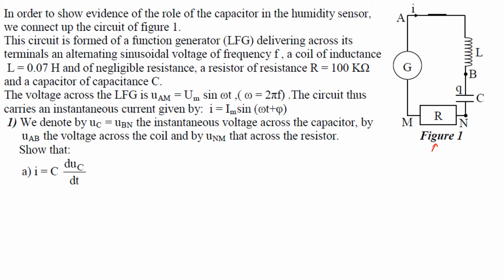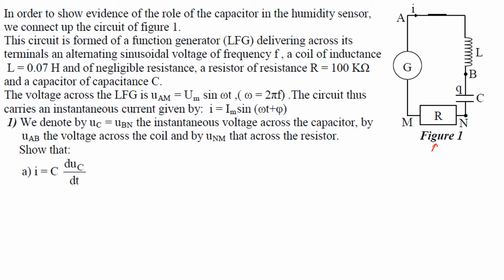The voltage across the low frequency generator LFG is UAM equals UM sine omega t, where omega equals 2 pi f, or as you know, the other form for omega, which is 2 pi over T. The circuit thus carries an instantaneous current given by i equals Im sine omega t plus phi. All of those are givens.